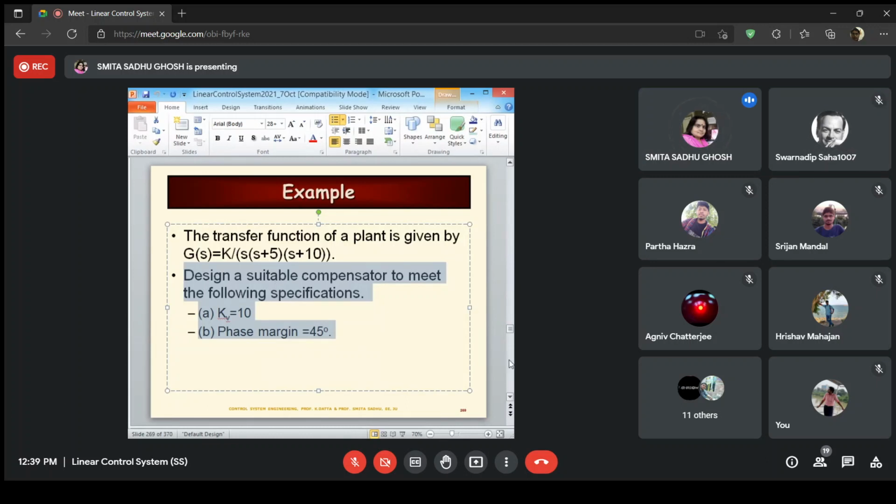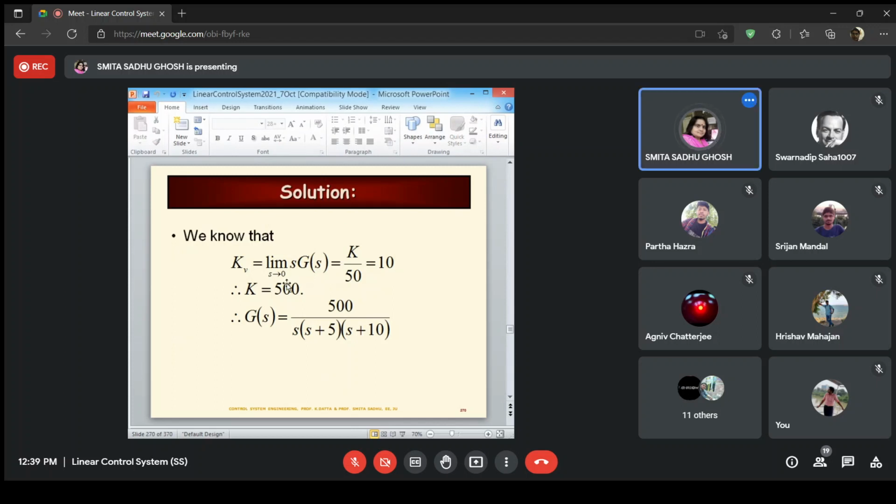Achha. So yes, this is what we have done. That is, Kv is equal to limit s tends to 0 of sG(s), and from there you find that K is equal to 500. So that actually settles your transfer function. The transfer function becomes G(s) equal to 500 by s into (s plus 5) into (s plus 10).